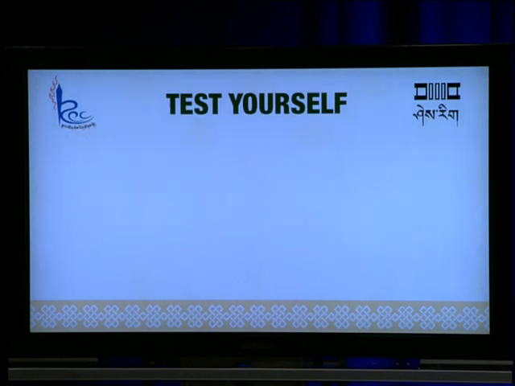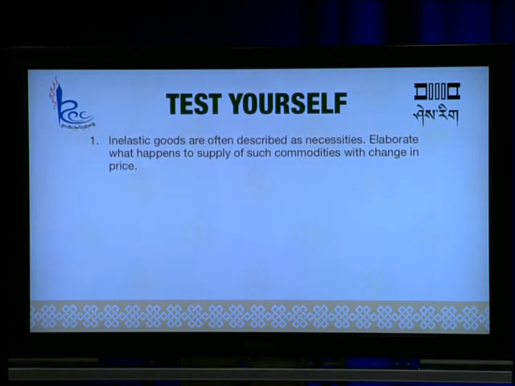Okay, now I have a few questions for you to do in order to find out how much you have understood. So, the first question, number 1: inelastic goods are often described as necessities. Elaborate what happens to the supply of such commodities with a change in price.